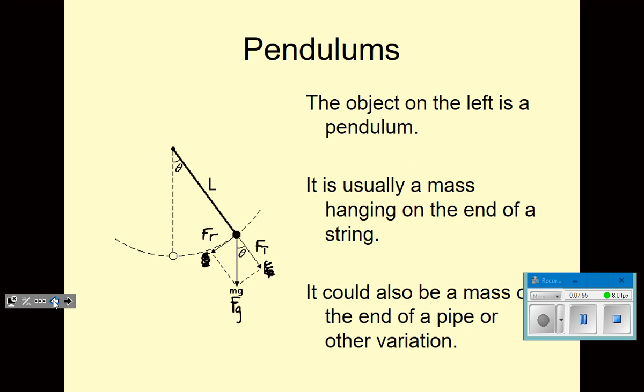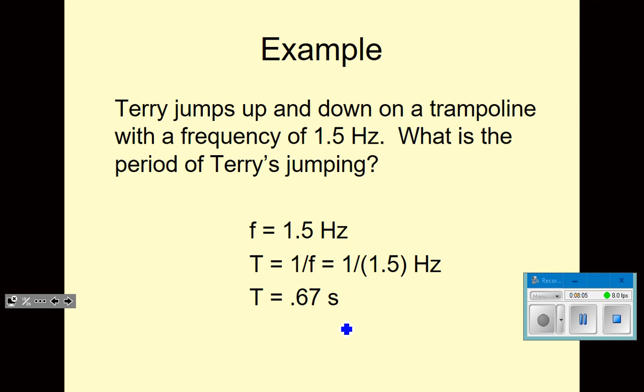Okay, we talked about pendulums and their restoring forces. So actually I want to pause right there. I'm going to go ahead and stop this video, and that will just be the front side of your notes.